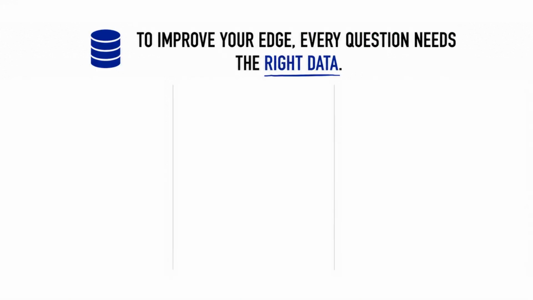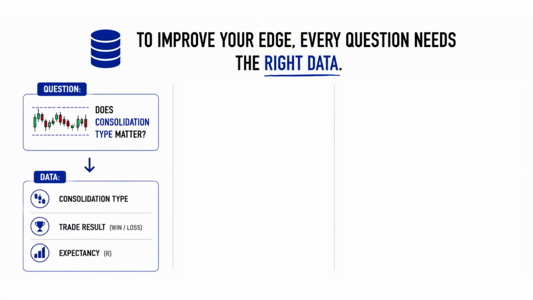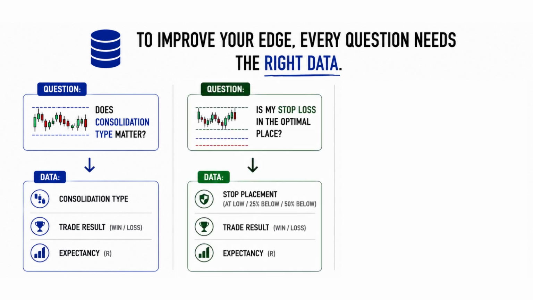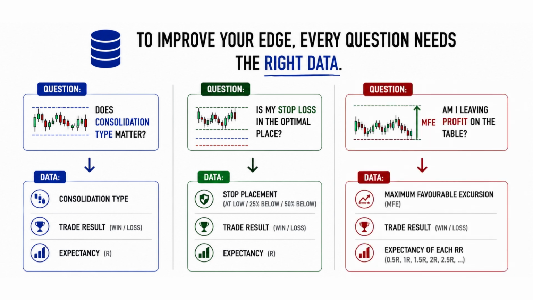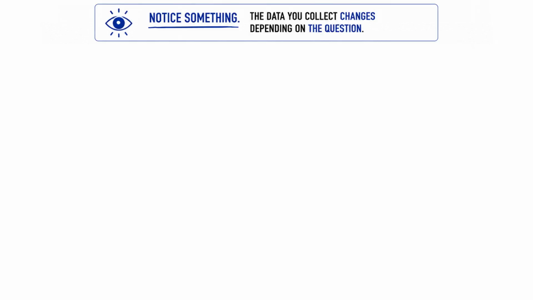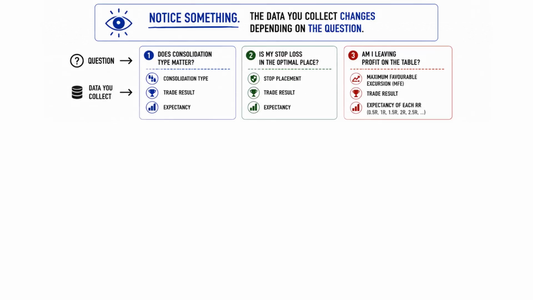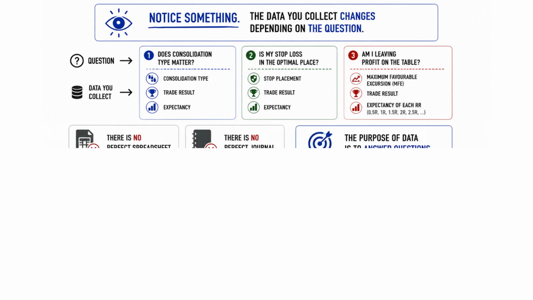For example, question: does consolidation type matter? The data you collect is consolidation type, trade result, expectancy. Question: is my stop loss in the optimal place? Data: stop placement, trade result, expectancy. Question: am I leaving profit on the table? Data: MFE, trade result, expectancy of each risk to reward. Notice something: the data you collect changes depending on the question. There is no perfect spreadsheet, there is no perfect journal.